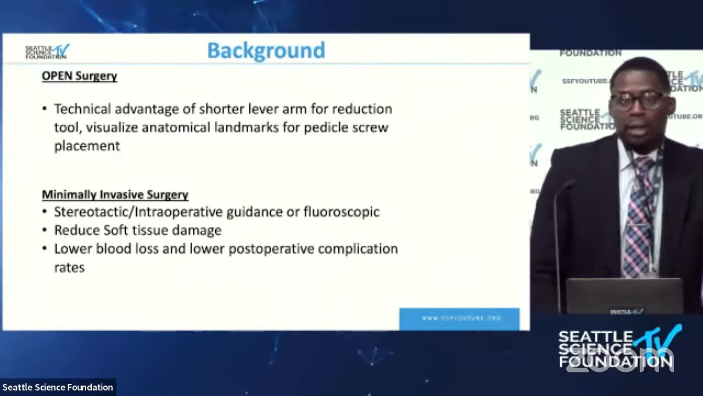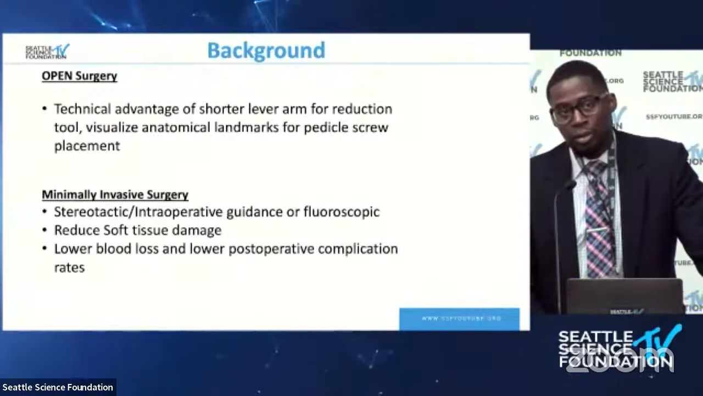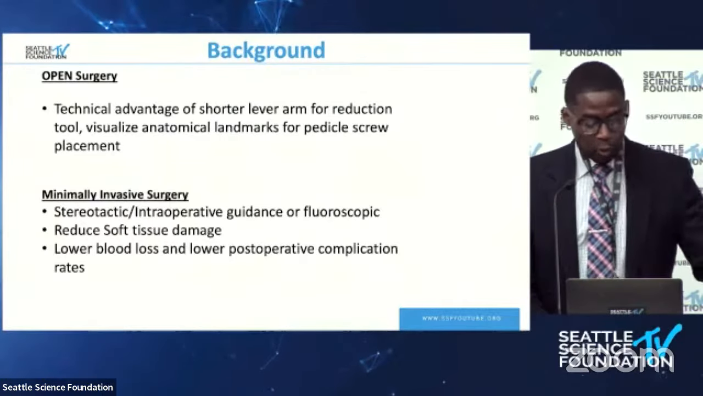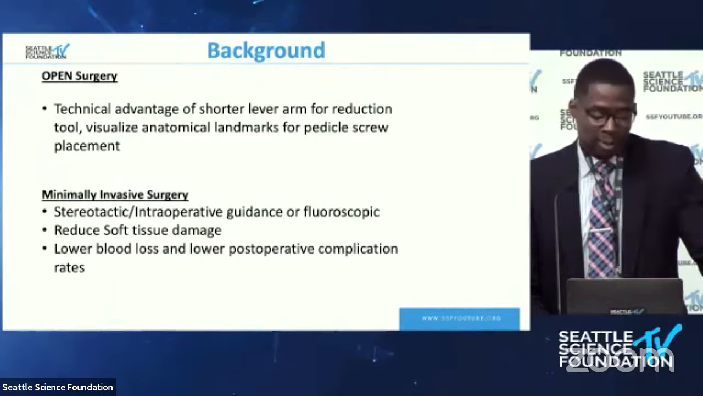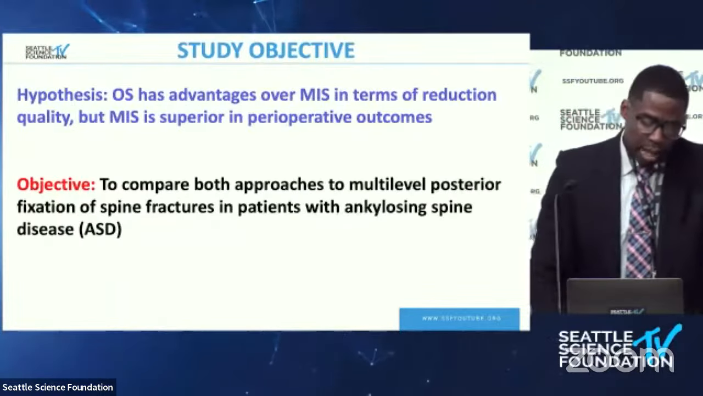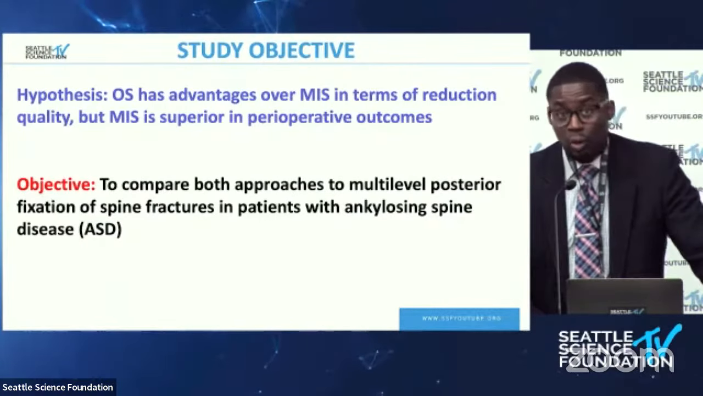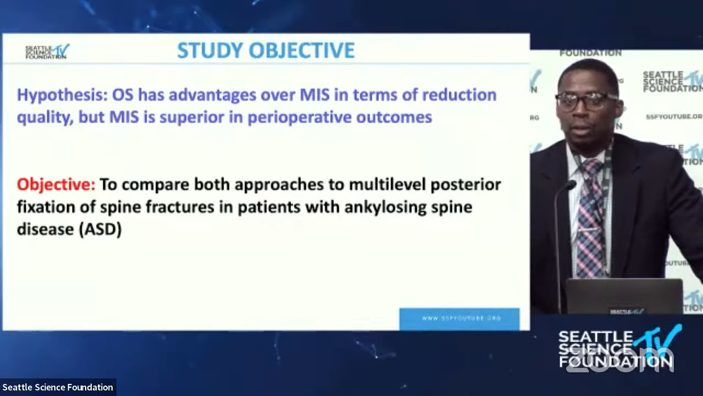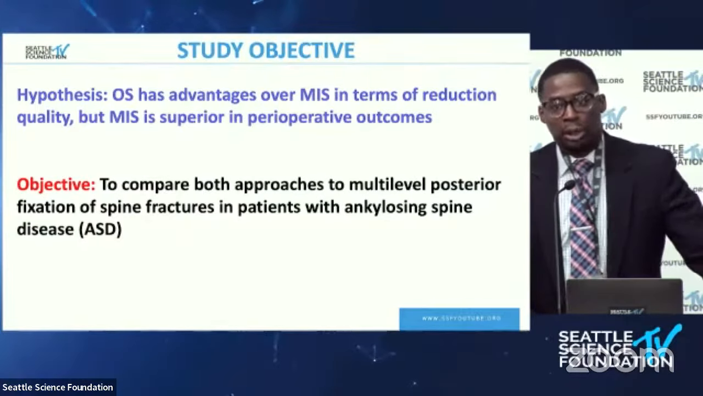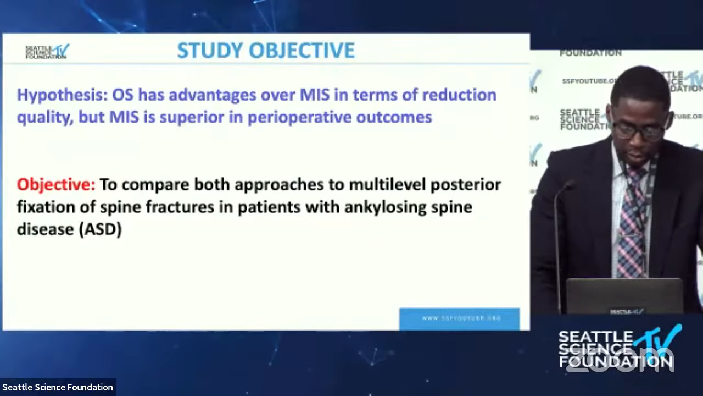Minimally invasive surgery has less soft tissue damage, less blood loss perioperatively, and lower postoperative complication rates, versus open surgery, where you can actually visualize some of the anatomical landmarks for pedicle screw placement. The hypothesis of the group was that open surgery had advantages over MIS in terms of reduction quality. So they wanted to study the correction angles between preoperative and postoperative films, and also look at all the perioperative factors to see if MIS would be superior.